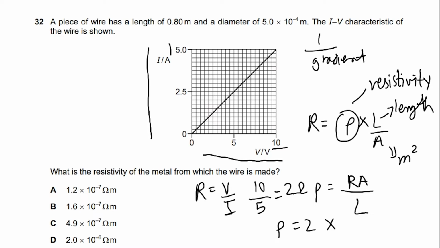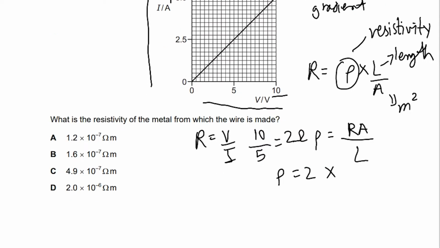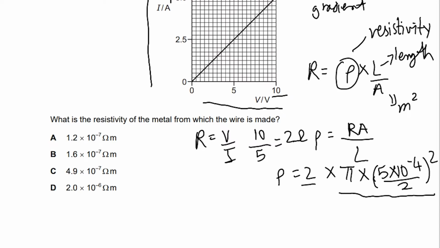Okay, so the diameter is 5 multiplied by 10 raised to the power minus 4 meters. So the area is pi radius square. Okay, so the radius is diameter divided by 2 squared. This is the resistance, this is the area, and then we have to divide their product by the length. The length is 0.8 meter, so we divide this by 0.8.